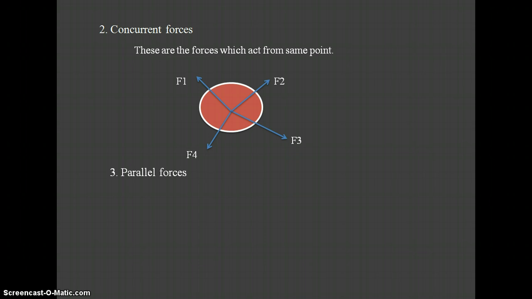So here F1, F2, F3, F4 are the concurrent forces which are acting at one point, that is, the same point on the body. So these kinds of force systems are called concurrent force systems.